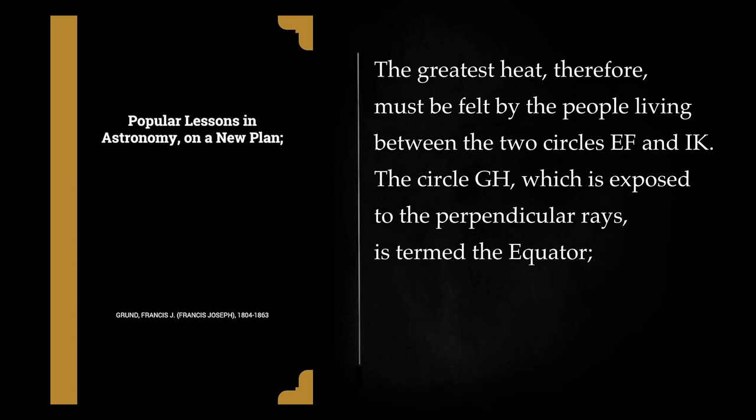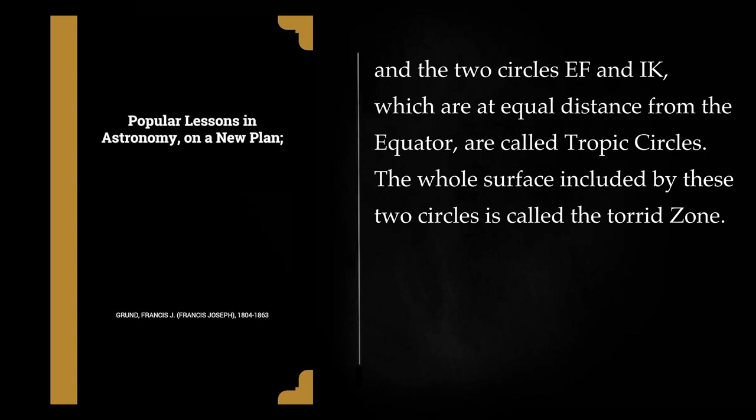The greatest heat, therefore, must be felt by the people living between the two circles EF and IK. The circle GH, which is exposed to the perpendicular rays, is termed the equator. And the two circles EF and IK, which are at equal distance from the equator, are called tropic circles. The whole surface included by these two circles is called the torrid zone.